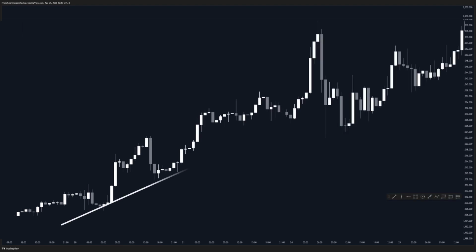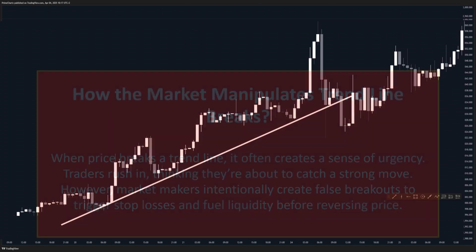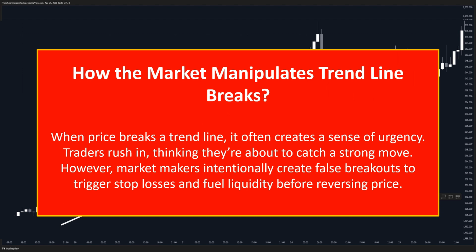Inducement doesn't just happen around order blocks. Trend lines and channels are also prime hunting grounds for market manipulation. Many traders rely on these structures for entries, expecting a clean breakout or rejection. But here's the catch. Market makers know this and use it to trap both buyers and sellers before moving price in the real direction. Now, how does the market manipulate trend line breaks?